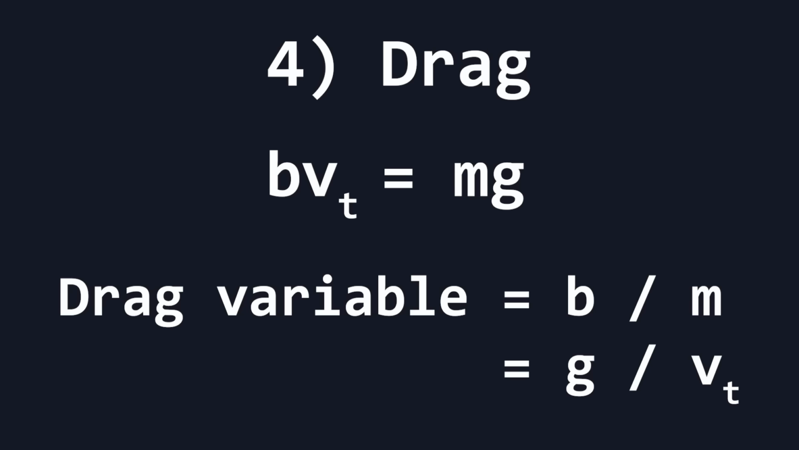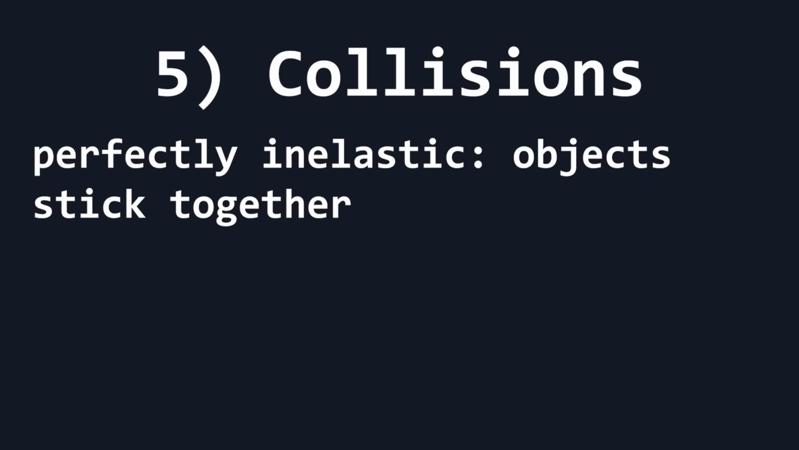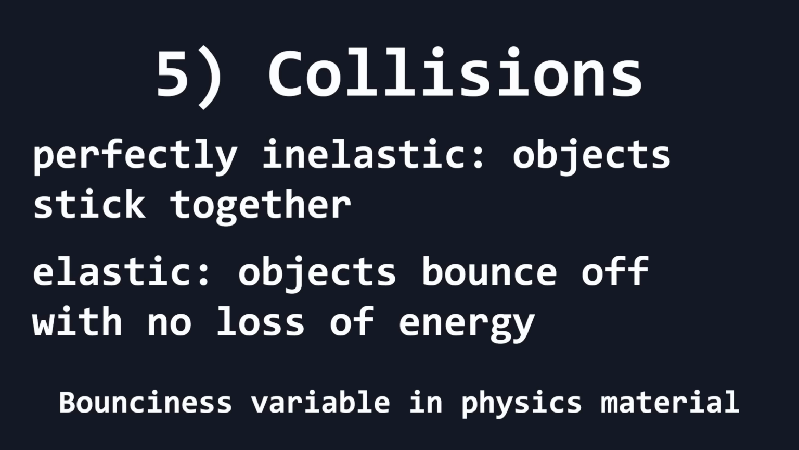After this, we talked about drag, and how the terminal velocity times b is equal to its mass times the acceleration due to gravity. Then we mentioned how the drag variable in Unity is equal to your b divided by m. After this, we talked about collisions and how in perfectly inelastic collisions, objects stick together, and in elastic collisions, objects bounce off of each other with no energy lost. To determine the elasticity of a collision, you pick a number for the bounciness variable in the physics material.